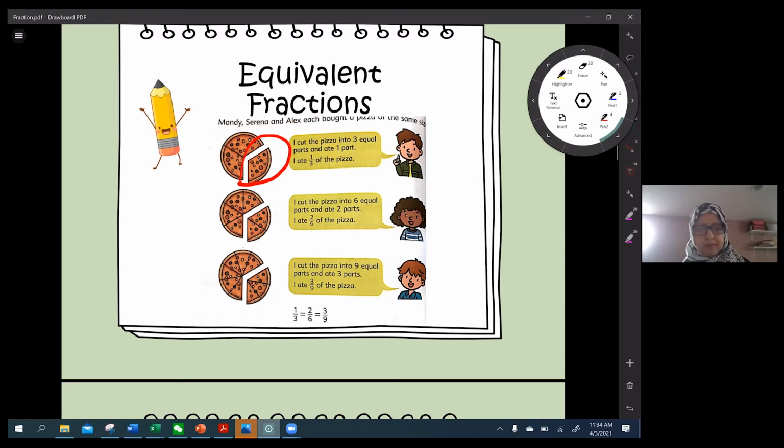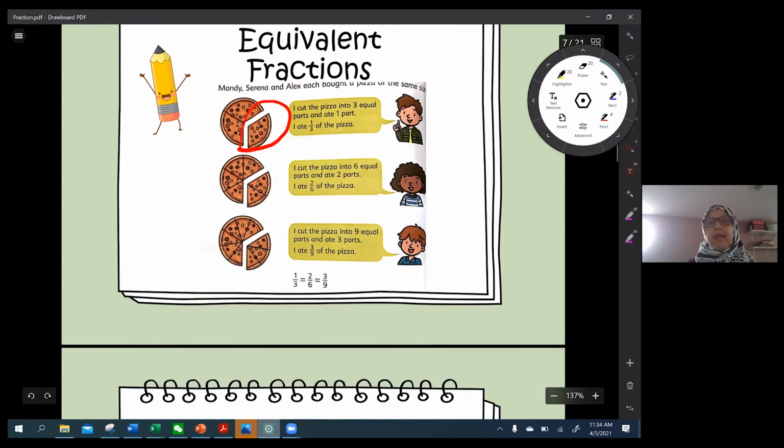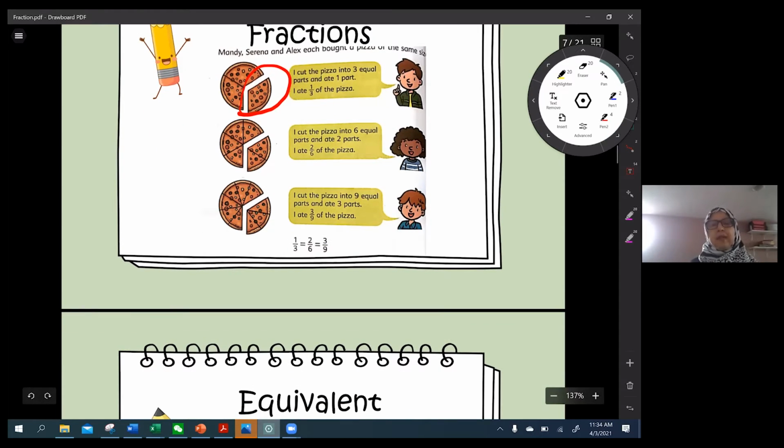Very good. Okay, so now the third guy, he cut it into 9 smaller pieces. It looked like he ate more, but actually he had the same amount of pizza. Does that make sense now? Yes. All right. Very good.